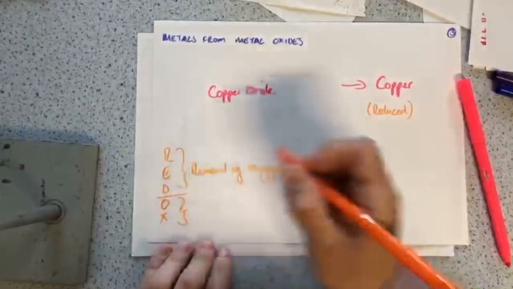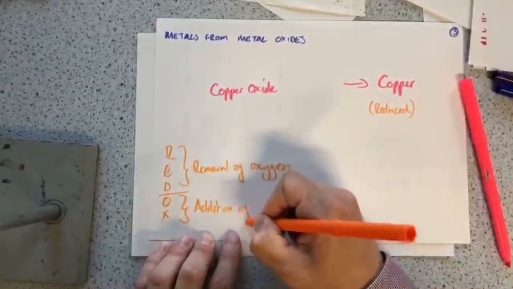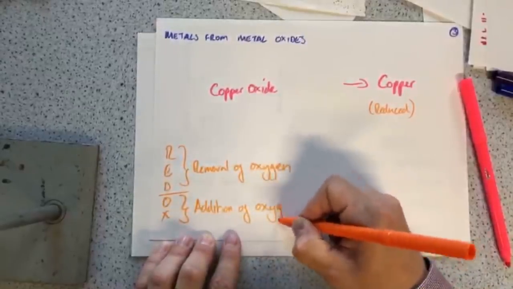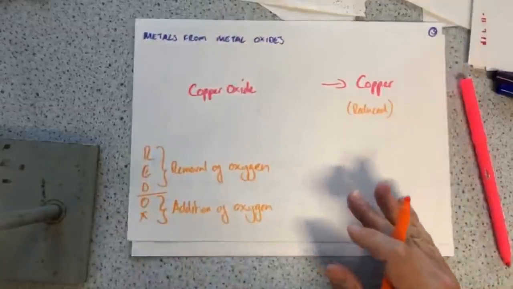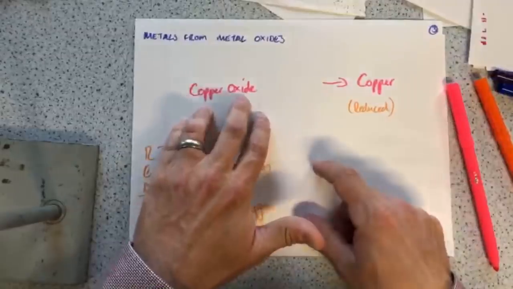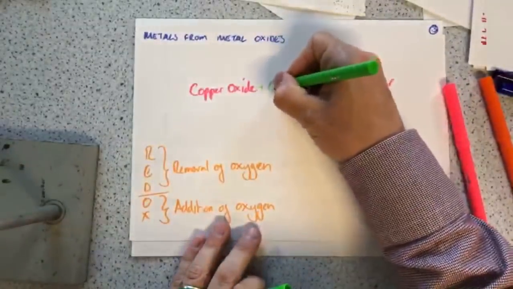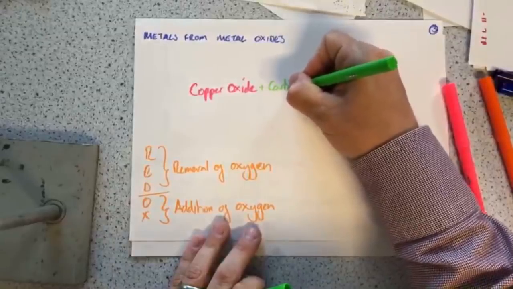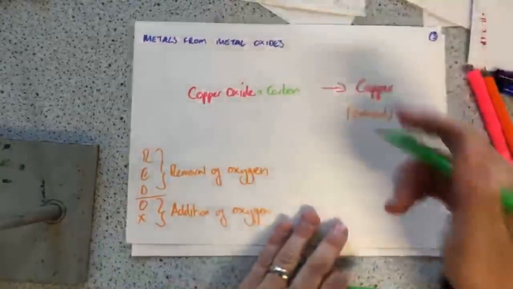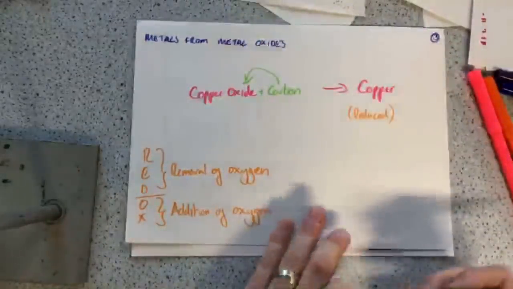And we also have oxidation, which is the addition of oxygen. And these 2 things happen at the same time. They happen in pairs. So what we need to do is use a chemical to take the oxygen off copper oxide. And that's where carbon comes in, because carbon is more reactive than copper. And because carbon is more reactive than copper, the carbon can steal the oxygen from the copper.